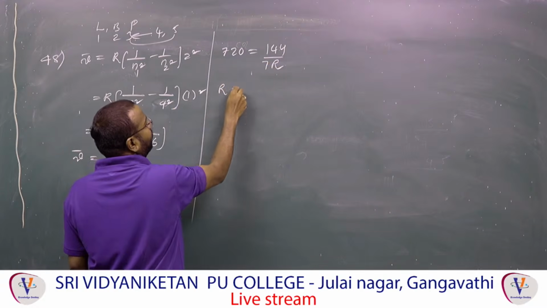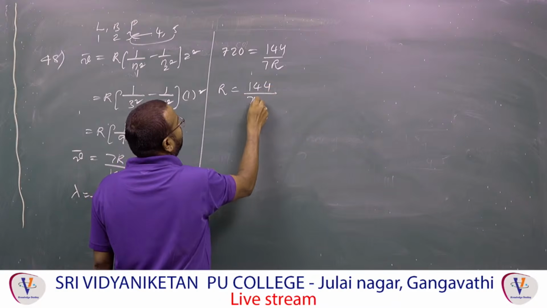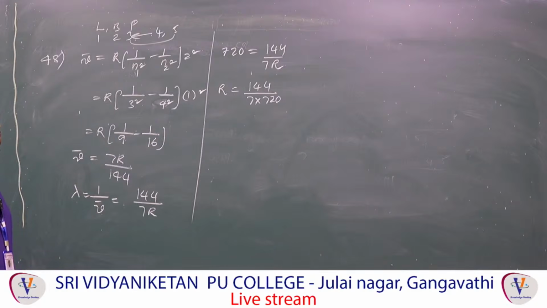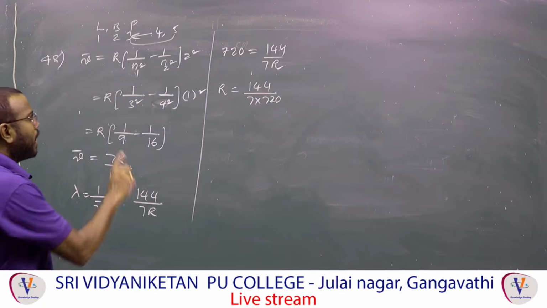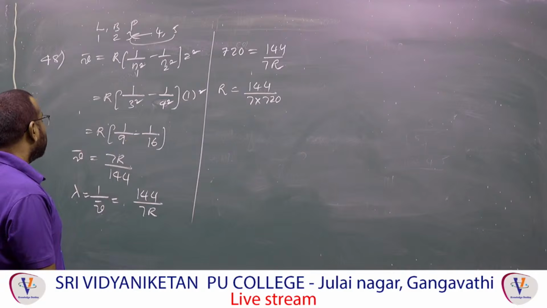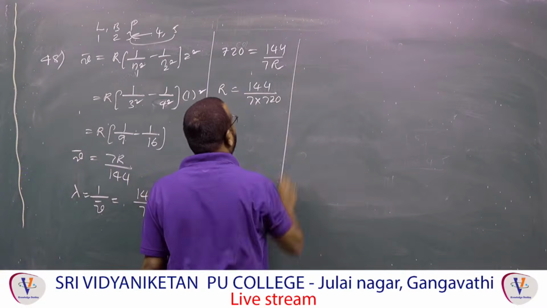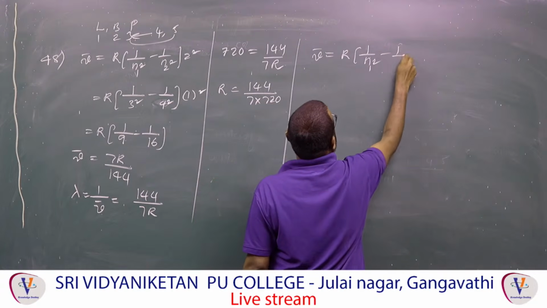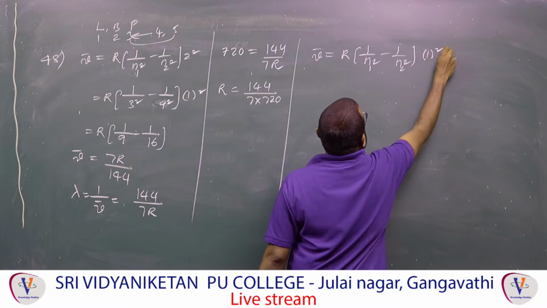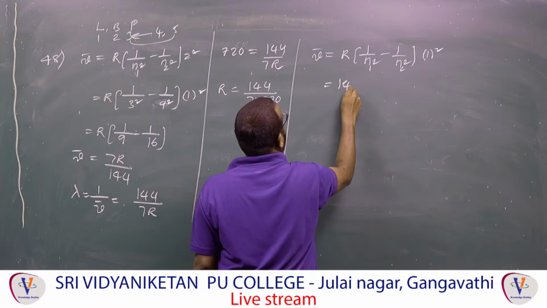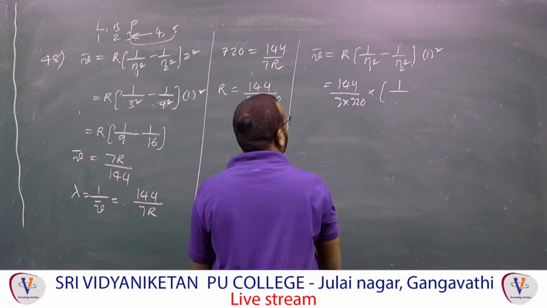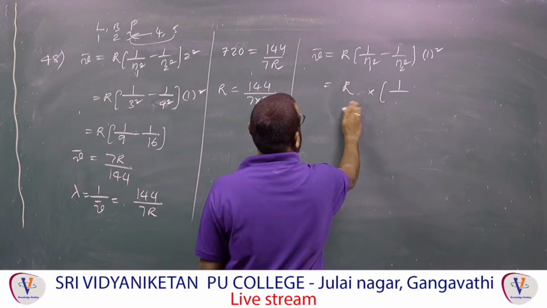I want the value of R, so I'll keep it as 144/7 into 720 in nanometers. I'll keep it this way: 144 divided by 7 into 720 is what I get, because R I send that side. Then for the next part of the calculation, we'll take nu bar equals R into 1/n1 square minus 1/n2 square. Z square is anyway 1. In place of R, 144 into 7 into 720, or I'll keep it R until the last minute.